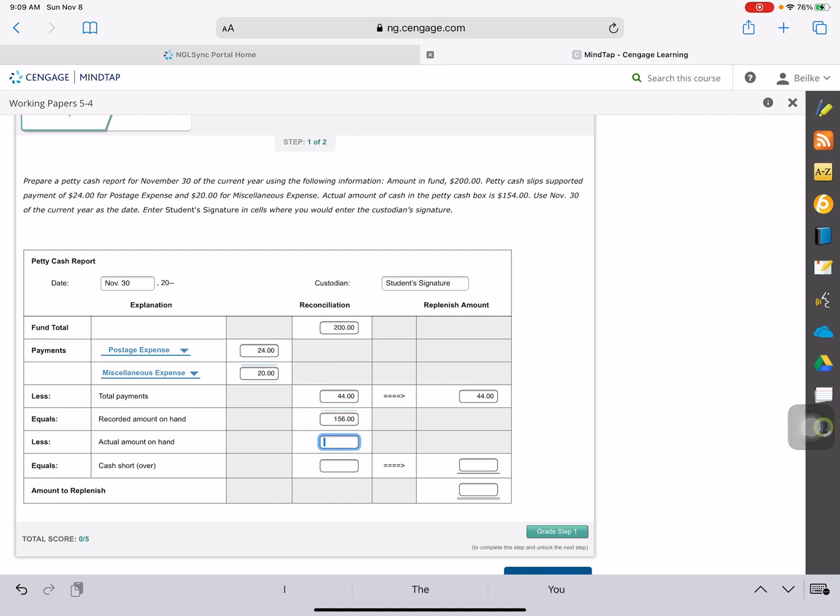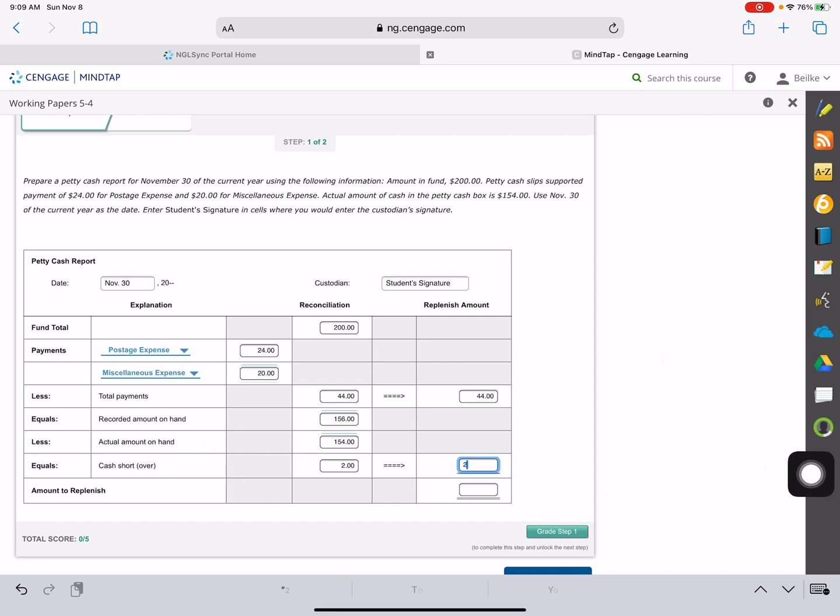The actual amount on hand, if we read our problem up here, the actual amount of cash in the petty cash was $154. So if you look at that, the recorded amount, we should have had $156. We had $154. So 156 minus 154 is $2. And we were short $2, so we will not put the parentheses around it. If we're over, we put the parentheses.